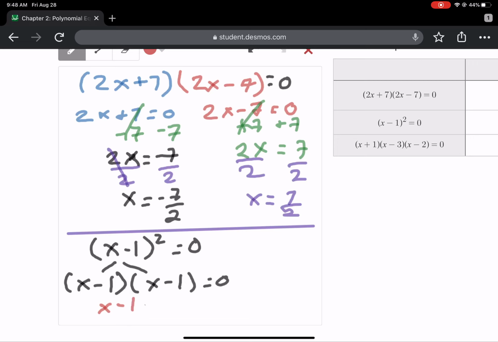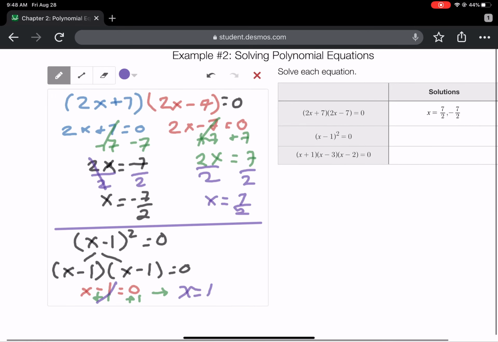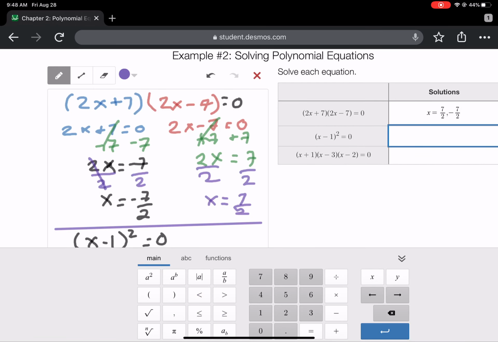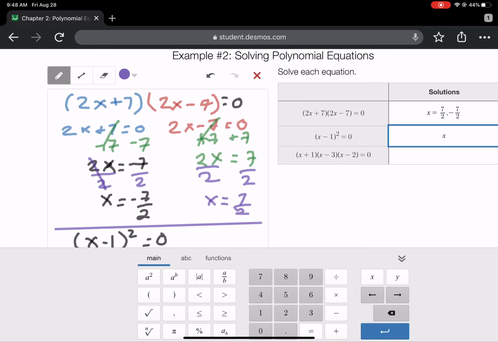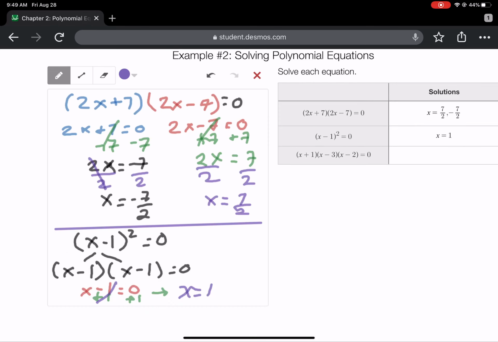So I can say x minus 1 equals 0. I can add 1 to both sides. And that's going to give me an answer of x equals positive 1. All right, so x equals positive 1. So basically what this means is that it has two answers, right? It has two answers of x is equal to 1 because it's squared. So I'm just going to put x is equal to 1 as my solution. It has a repeated solution.